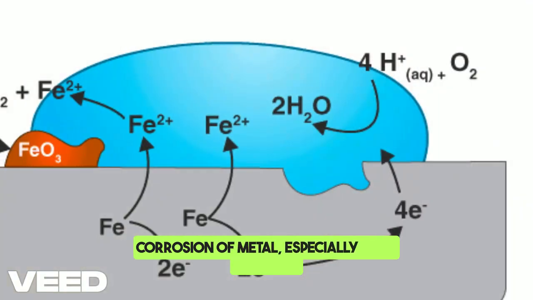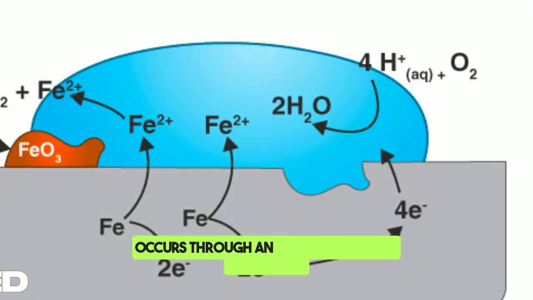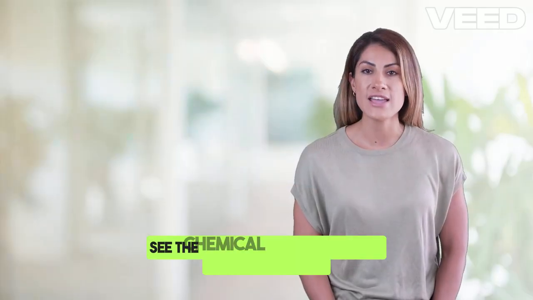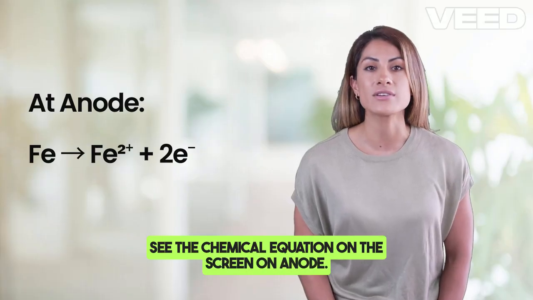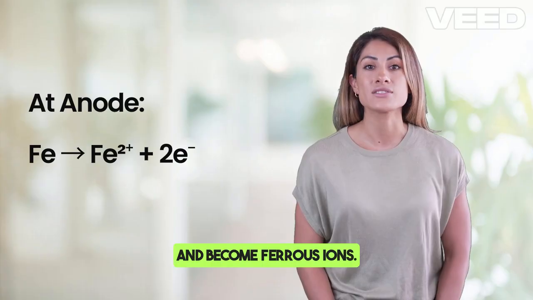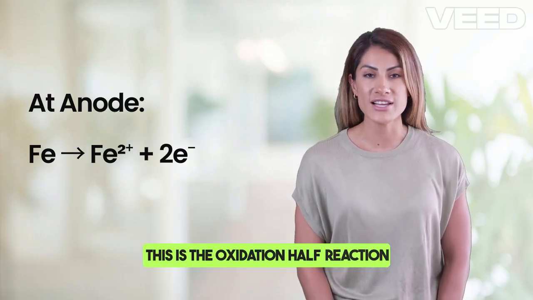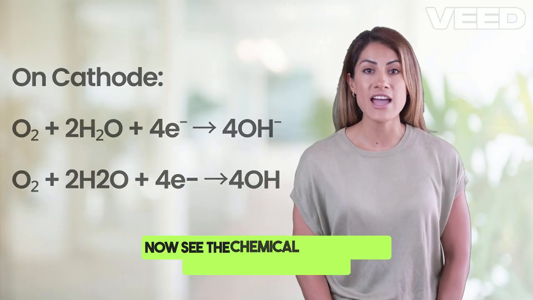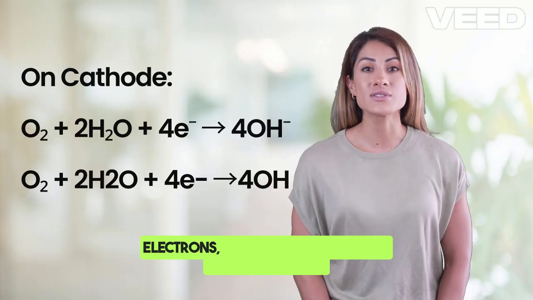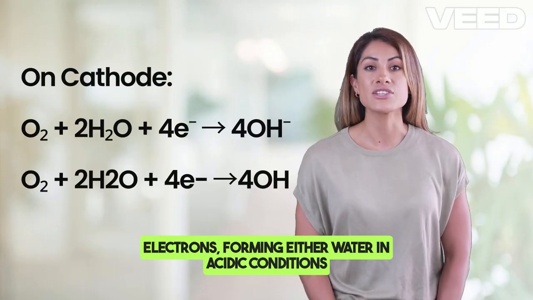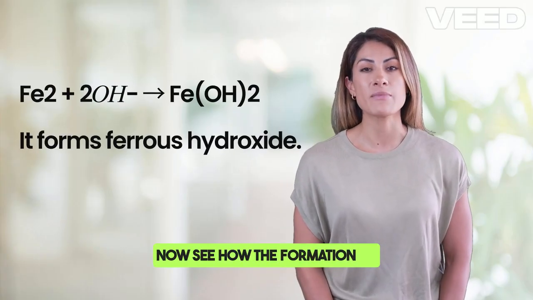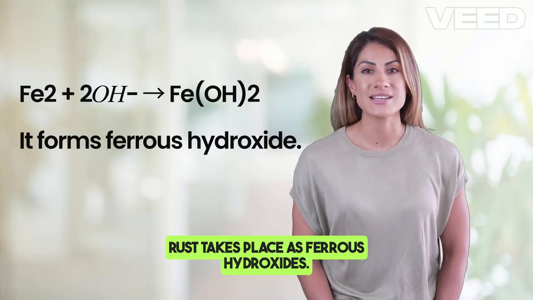Corrosion of metal, especially iron, typically occurs through an electrochemical reaction in the presence of water and oxygen. See the chemical equation on the screen on anode. Here, ferrous atoms lose electrons and become ferrous ions. This is the oxidation half reaction and occurs at the anode. Now see the chemical equation on the screen on cathode. Oxygen from air gets reduced by gaining electrons, forming either water in acidic conditions or hydroxide ions in neutral or basic conditions.